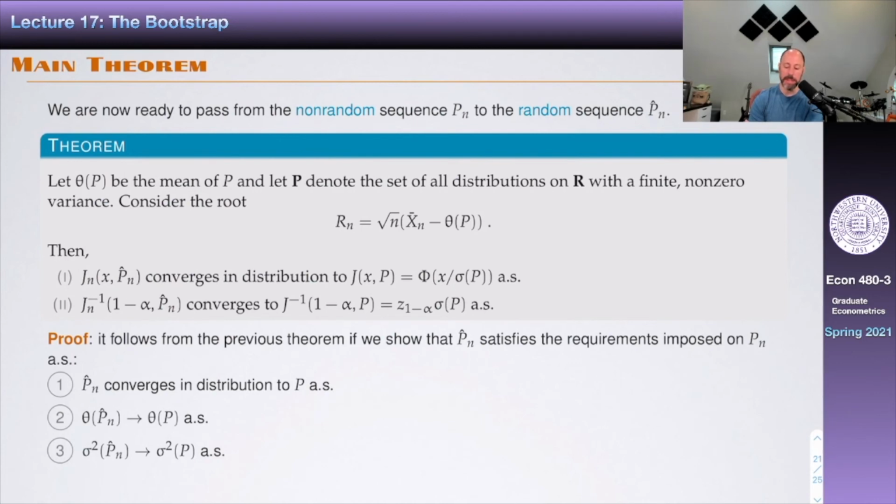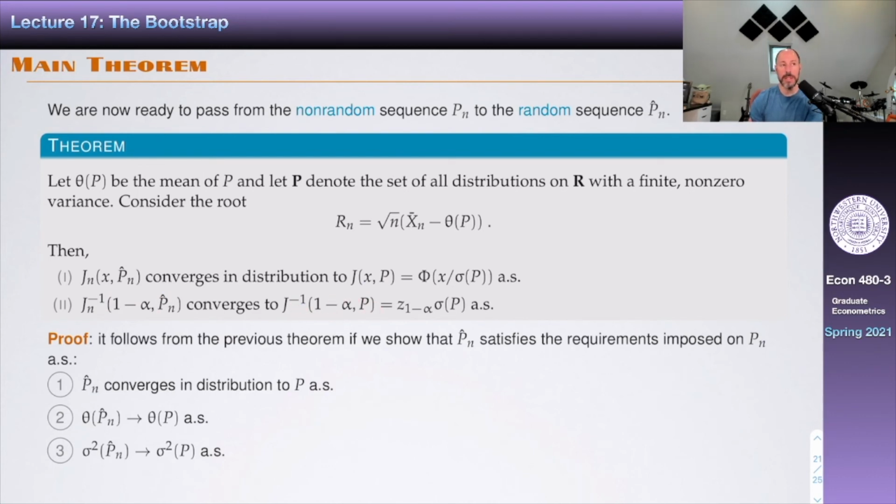We're going to state the validity of the bootstrap for this case. The theorem says: let θ(P) be the mean of P, and let bold P denote the set of all distributions on the real line with finite non-zero variances. Then consider the root, √n (X̄ − θ(P)). Then J_n(x, P̂) converges in distribution to J_n(x, P), and the quantile of the distribution with P̂ converges to the quantile of the distribution with P.